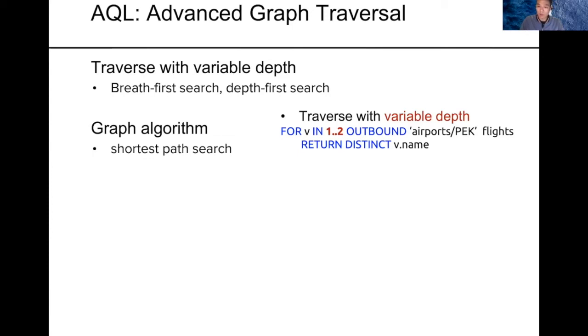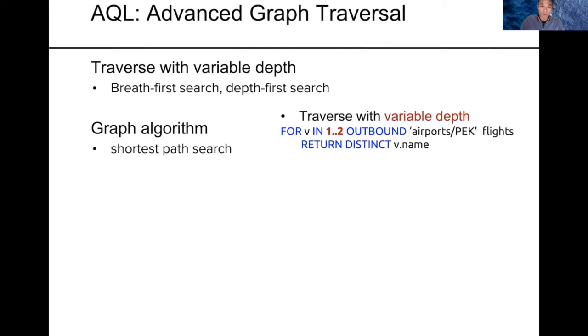Here we can traverse from the Beijing International Airport up to another airport with traversal depths from 1 to 2. It means that we will search for at least 1 and at most 2 edges, right? So in this way, we can find all of the direct flights from Beijing, or indirect flights from Beijing with at most 1 transfer airport.